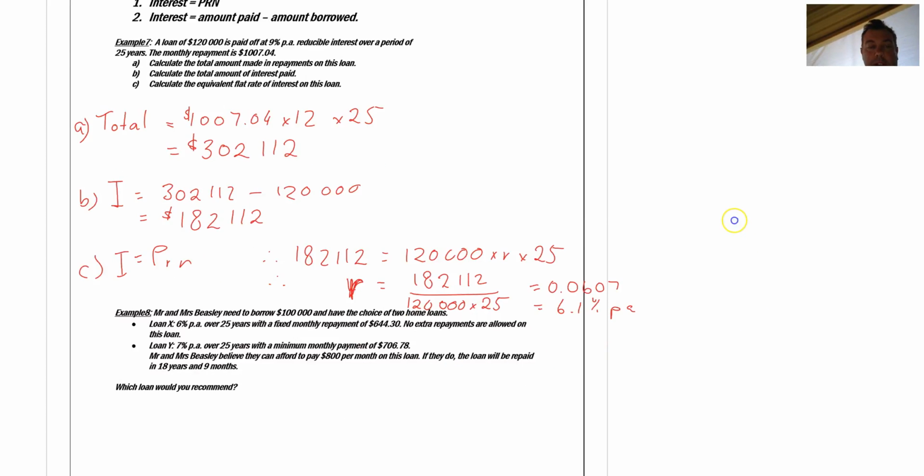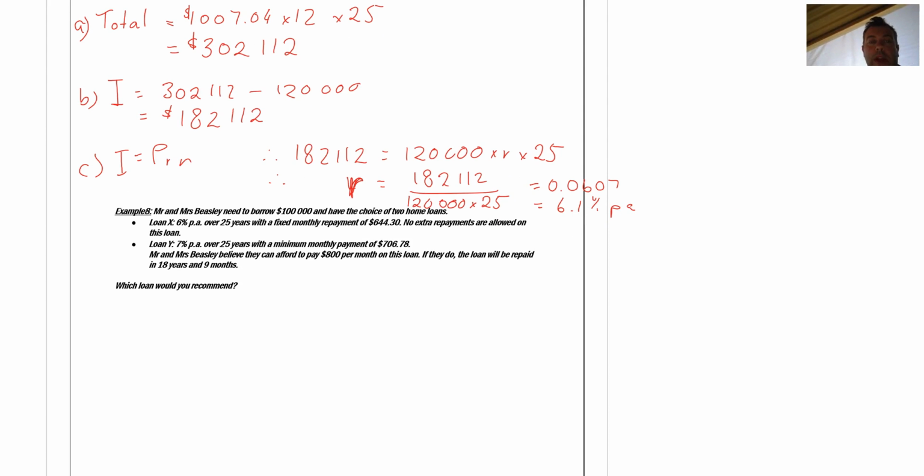Righto, here's another one. We're going to weigh one up against the other here. Let's have a look what we've got. 6% per annum, 25 years, monthly repayment of this. This one here, a higher interest rate, same length of time, the repayment is slightly higher. However, they are going to pay more over a shorter period of time. Let's have a look and see what interest is charged over these.